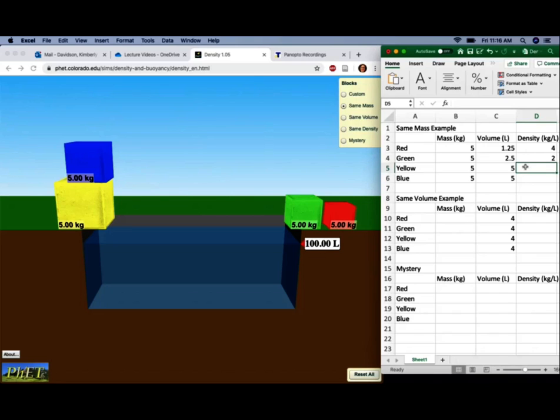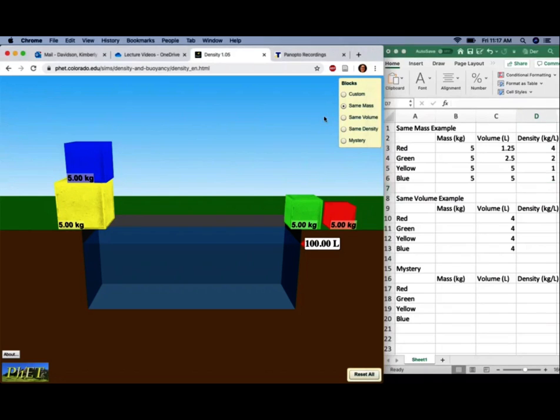Now let's calculate the density for the yellow cube and the blue cube. They also have the same masses as the red and green cubes, and their volumes are both 5 liters. So 5 over 5 would just be 1. We do expect, again, that their densities will be less because their volumes are larger. In a way, you can think of density as inversely proportional to volume. As the volume increases, the density decreases.